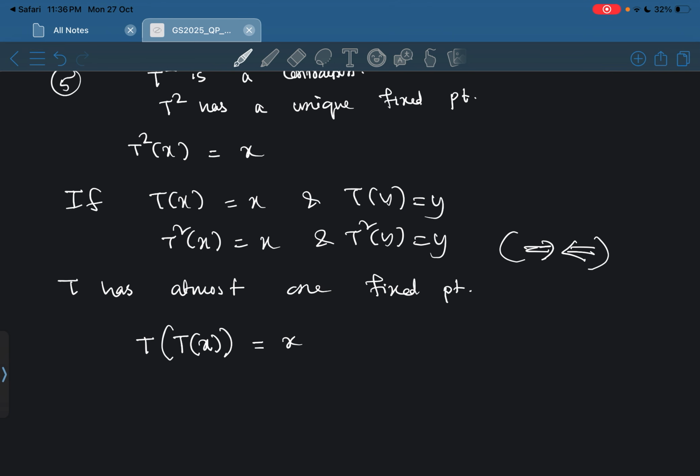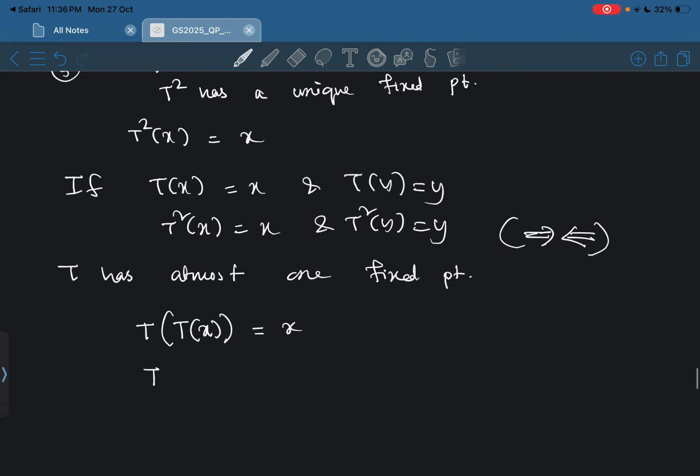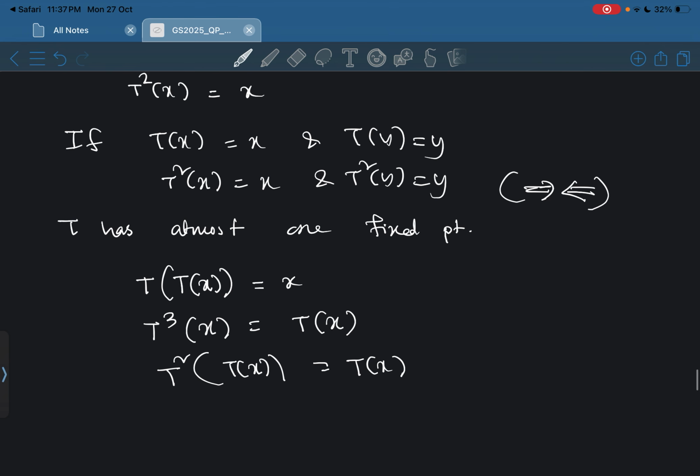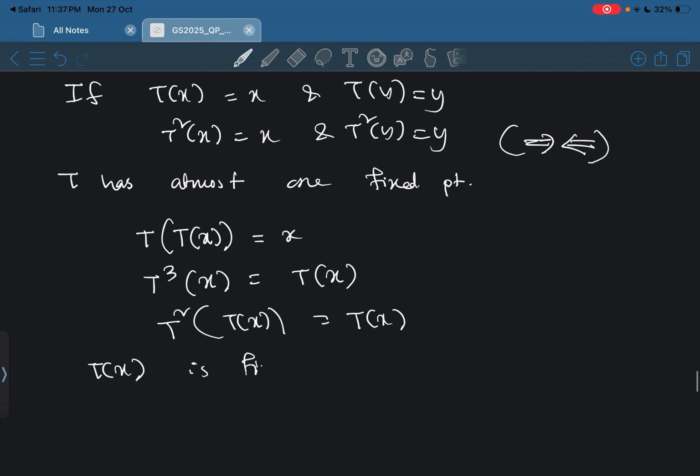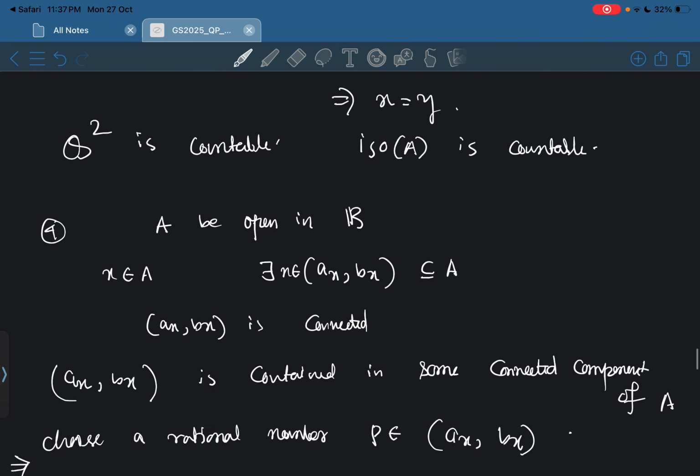So now what is T cube x? T cube x is the same as Tx because T square x equals x, right? So then T square of Tx is equal to Tx. Then Tx is also a fixed point of T square. But T square has a unique fixed point, right? So that means Tx must be equal to x. So x is the fixed point. So hence this statement is clear.